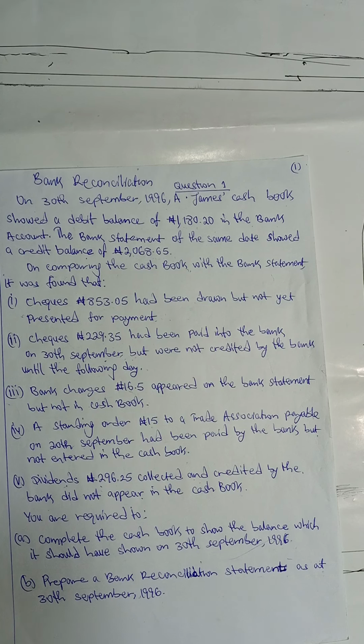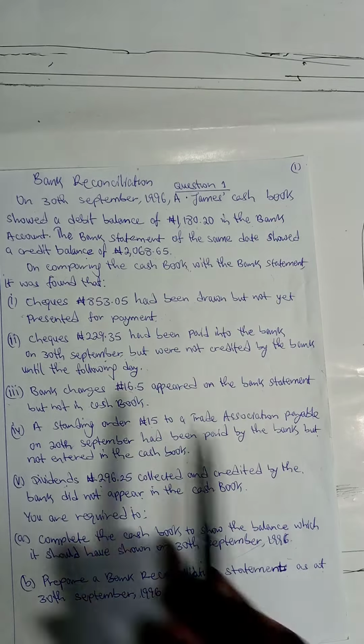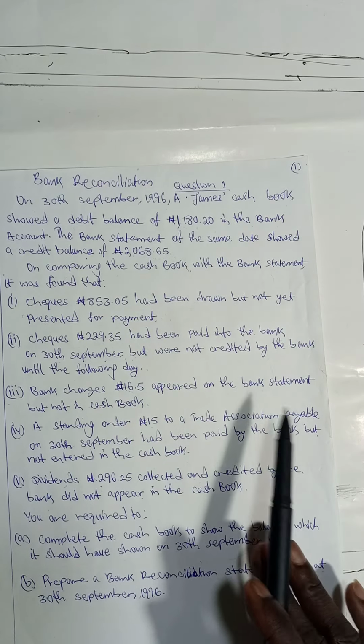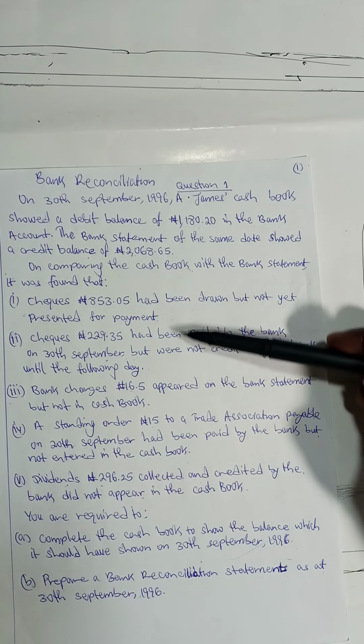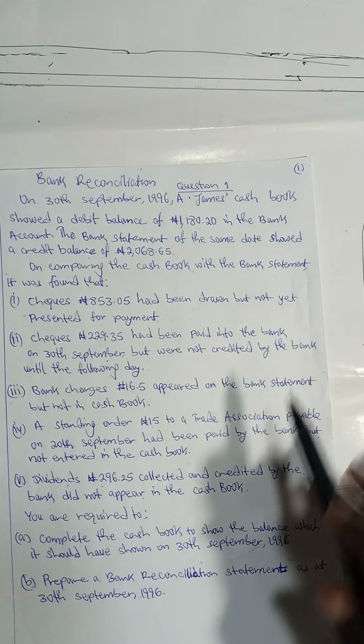So this uncredited check also has to be treated in our bank reconciliation statement. So we have two items now, two transactions that will be recorded in our bank reconciliation statement.